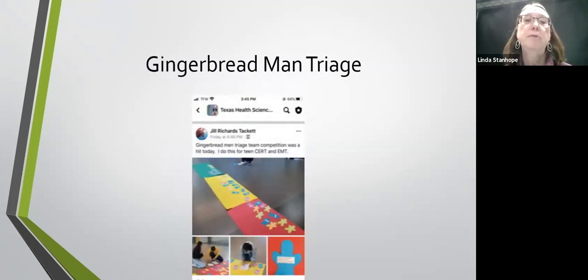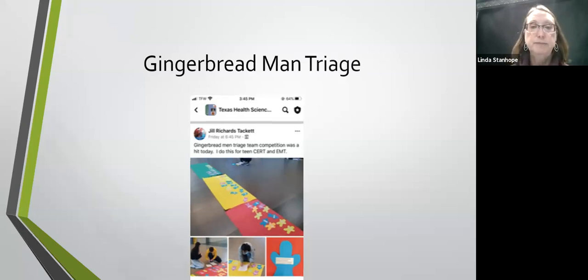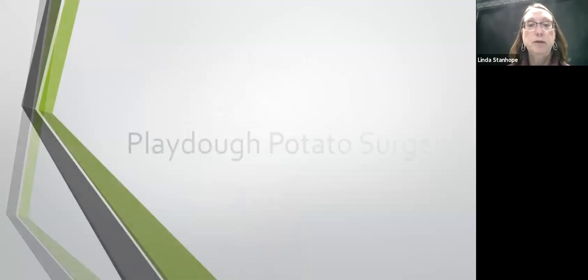Here's a quick example, once again, with the gingerbread man. Here we're actually using them as a gingerbread man triage. What we've done is tell the kids a little bit about what is going on with their little person, and then they have to code them. Are they going to be green, yellow, or red? They're going to tag them and move them to that triage area. So that was a fun one. You might use it with medical terminology, but a lot of you out there are teaching other courses where it would be a good one to use. So I wanted to show that real quick.